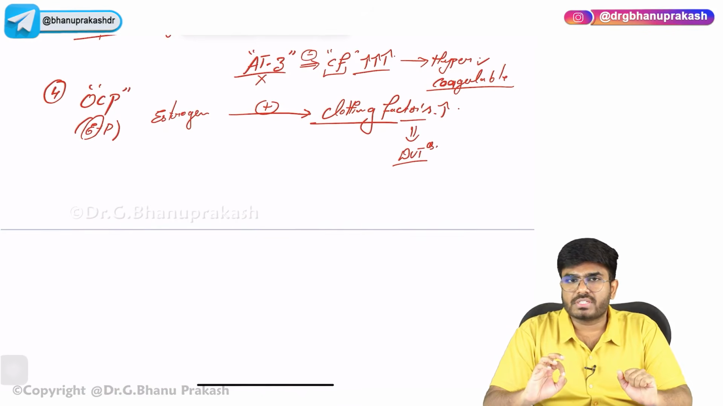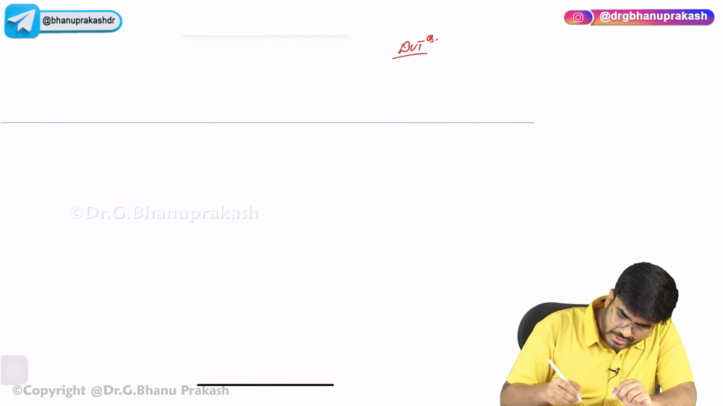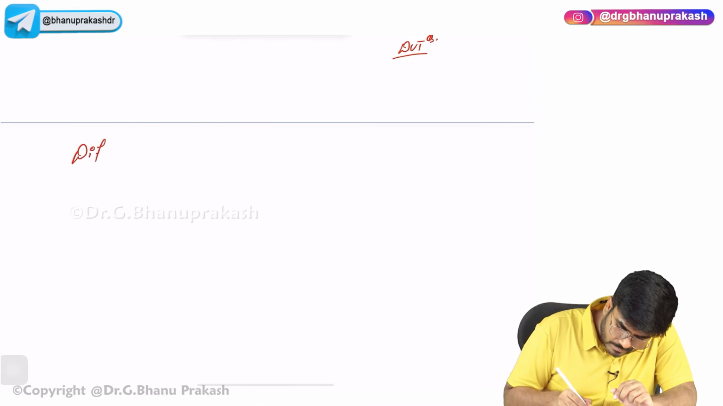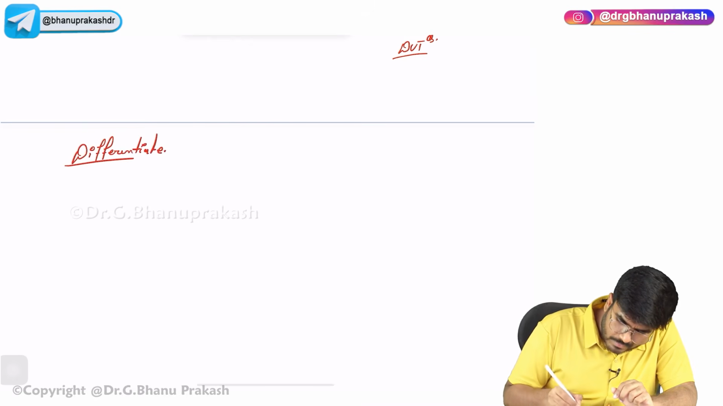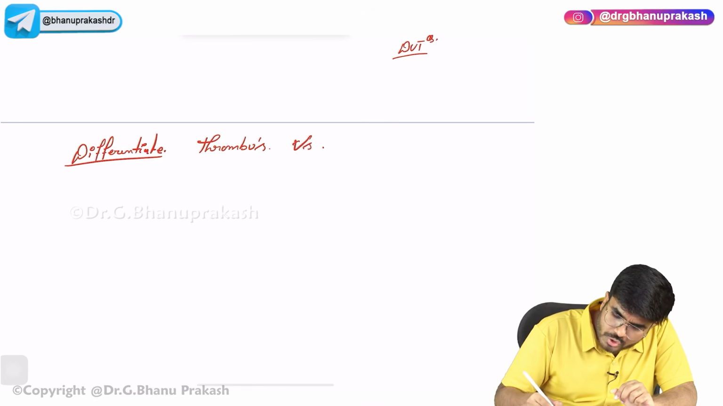Thrombosis is always pathological. My question to you is, how to differentiate a thrombus from a postmortem clot?